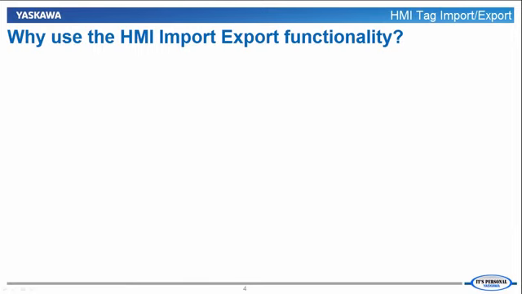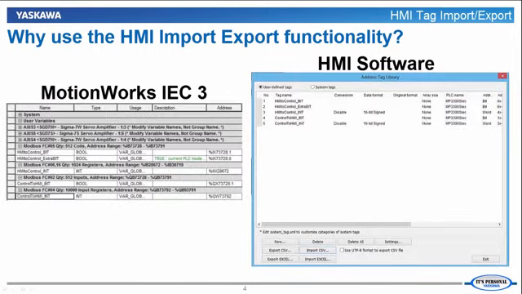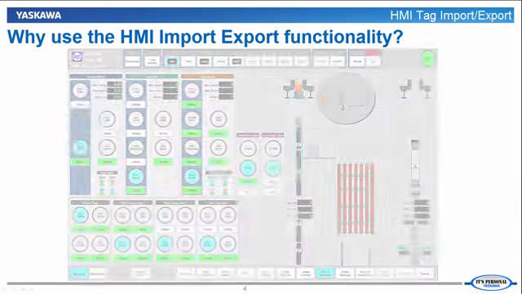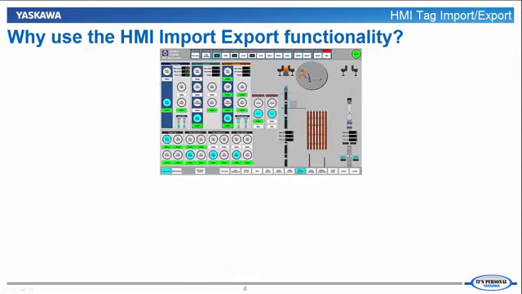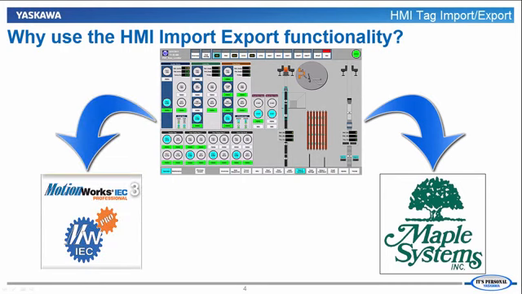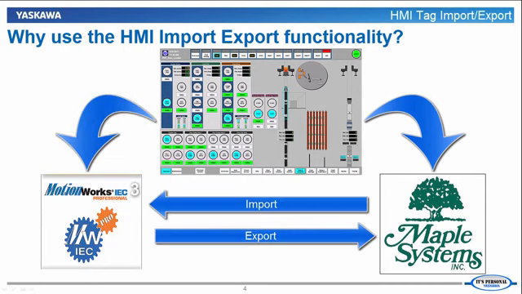Now you may be wondering why this function is needed, and in truth, for the example project, it wasn't, because there were only a few variables. But let's say that a project had upwards of 100 to 200 variables. Each variable and address would have to be added into both the HMI software and MotionWorks IEC. With the import-export functionality, time needed to set up the HMI is cut in half, which results in less time being spent creating variables and addressing them.